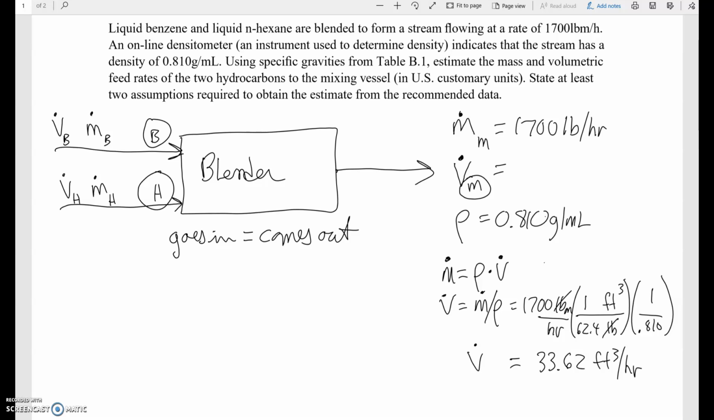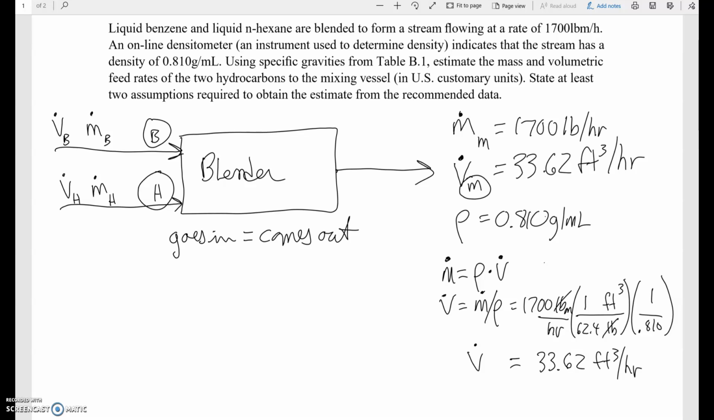Whip out my calculator, do the math, and I get 33.62 cubic feet per hour. So I'm going to write that here, 33.62 cubic feet per hour. And I know a few other things.